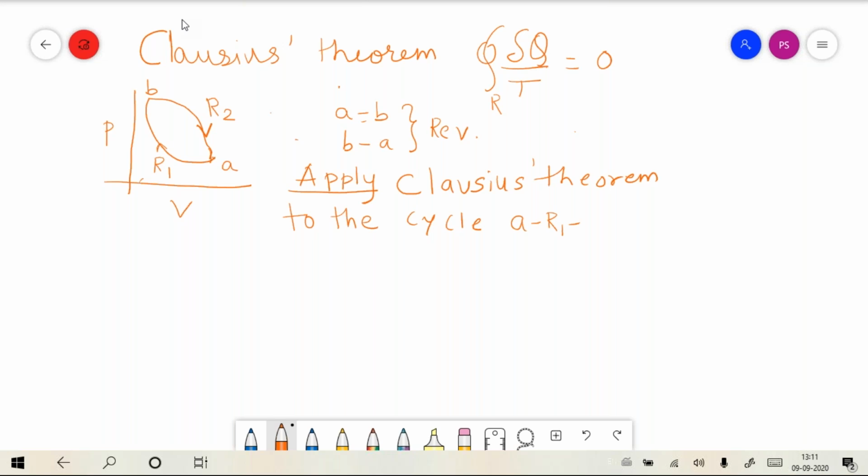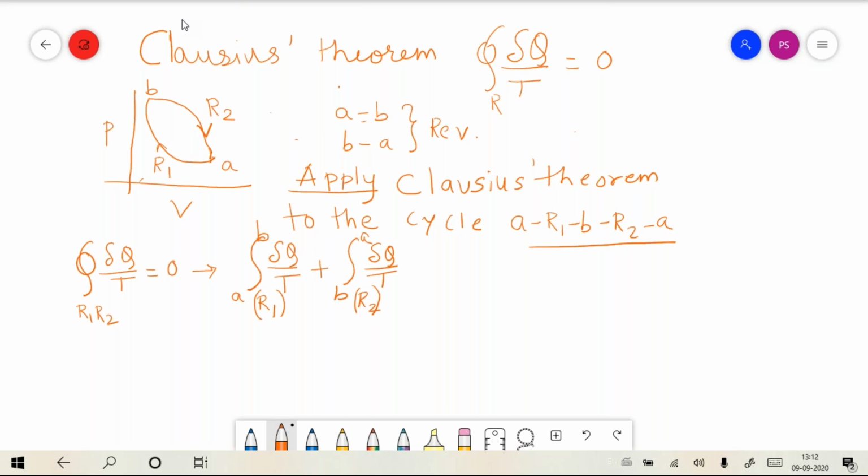Okay, so these two processes, because I have considered only a two process cycle, it could be a three process cycle, four process cycle, whatever. So this will be equal to 0. Why is this 0? Because this is the Clausius theorem, which we had already proved. Now it is just a rewriting, using our elementary knowledge of mathematics.